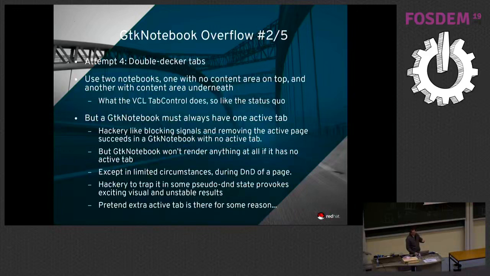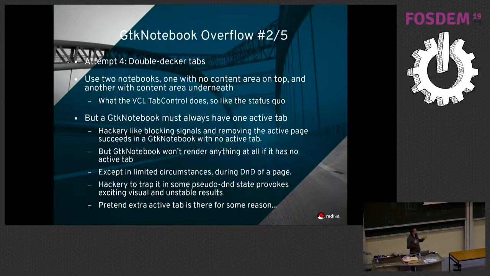So then you try to look at ways of maybe getting rid of that active tab. You can select the active tab, and you can then block signals to the notebook, remove the active tab, so that that notebook can be tricked into not picking a new active tab. Success, you think. That's great. But then the draw callback of the notebook will refuse to draw anything if there's no active tab. Except, of course, if you're actually dragging your active tab to another window.